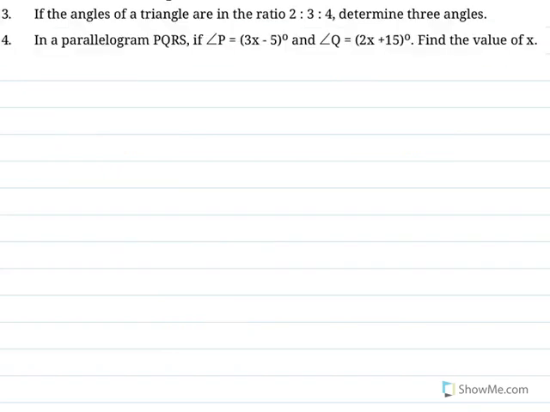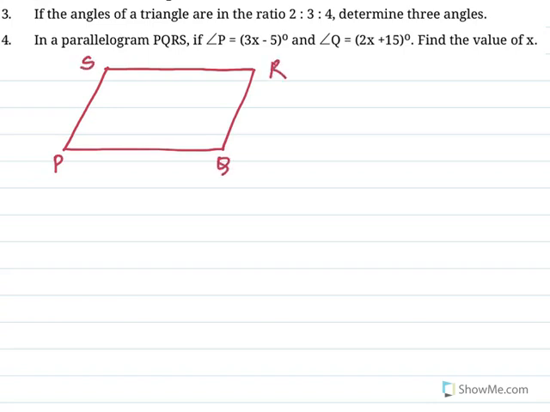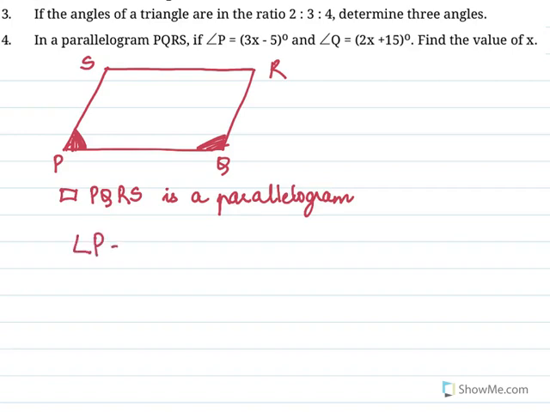In a parallelogram PQRS, so let's draw the parallelogram PQRS. When angle P plus angle Q is 180. So here quadrilateral PQRS is a parallelogram. Hence we can say angle P plus angle Q equal to 180. They are co-interior angles.